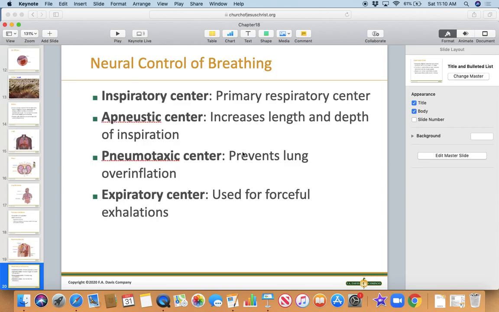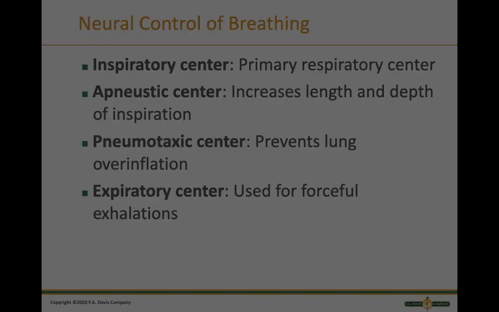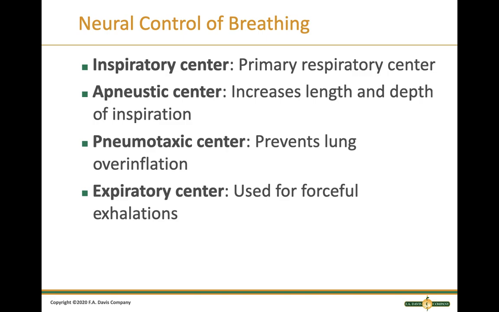Alright, we need to know the centers that help control breathing. So the inspiratory center is the primary respiratory center. That's what's active during normal, quiet breathing. The apneustic center can increase the length and depth of inspiration. So if we need to change our breathing because we need more oxygen because we're exercising or something, that may become active. The pneumotaxic center prevents lung overinflation, so that keeps us from breathing too much. If we overinflate our lungs, they would pop, and that would not be good.